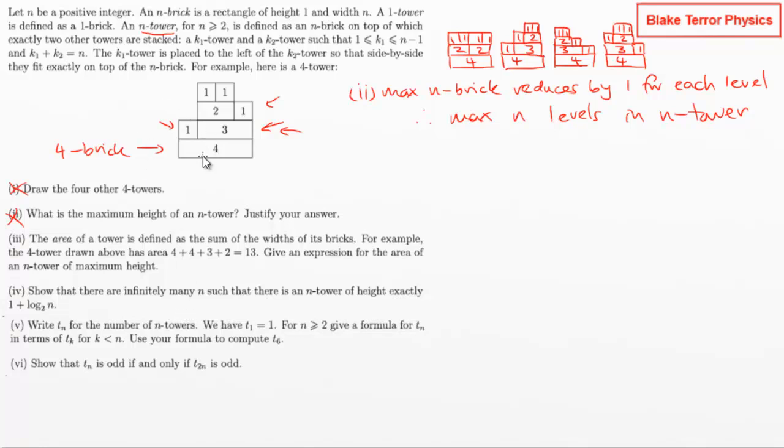So, well, we're always going to have that, aren't we? We're going to have 4, 3, 2, 1, and then we're getting an extra 1 on each level, except the bottom level. Yes, that's how it's working, isn't it? So we're going to be getting the 4th triangular number.